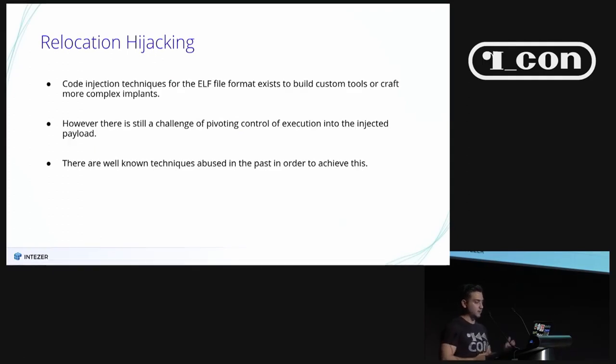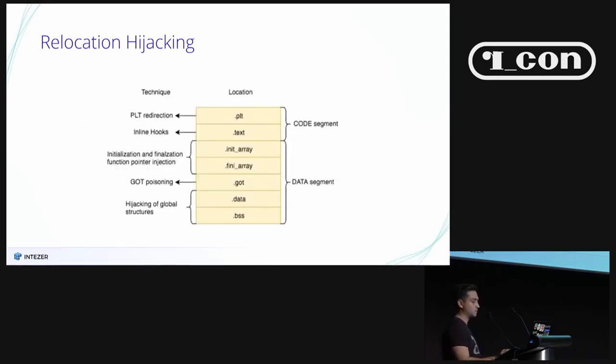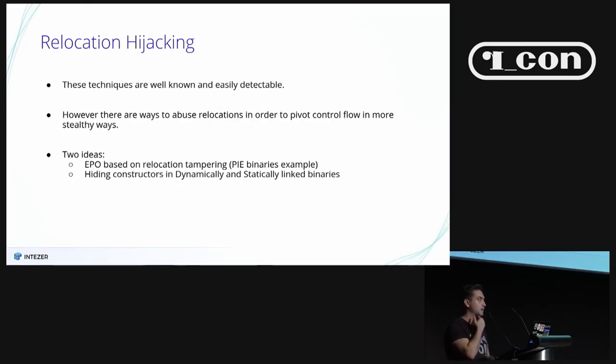Okay, so there are a lot of different techniques to apply code injection. However, in the code injection process, there are two challenges. One is to actually craft an ELF file in a way in which some code can be injected properly without breaking anything. Another is how to hijack the control flow of execution so that you can at some point pivot to this injected code. There are well-known techniques to do this, for example PLT redirection, inline hooks, initialization or finalization function pointer injection, global offset table poisoning, etc. The problem with these is that they are very obvious, and they're generally very easy to detect.